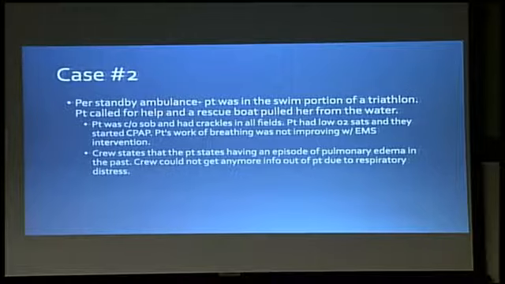She's in her 60s. She called for help, and a small rescue boat, the tag-along boat, pulled her from the water. She was complaining of shortness of breath, had crackles in all fields, according to the people on the rescue boat. They said she was blowing a little pink fluid at that point. So the rescue boat pulled her from the water and transported her to the side where our crews, fire and AMR, picked her up. Short of breath, crackles in all fields, low O2 sats.